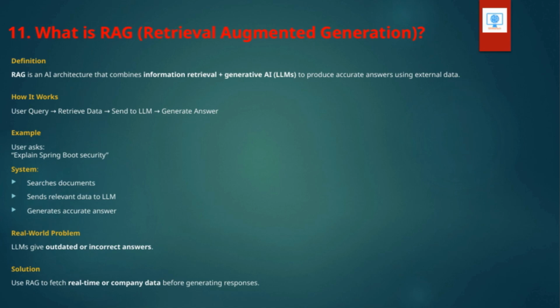One common challenge with large language models is that they can sometimes give outdated or incorrect answers because they don't always have access to real-time data. That's where RAG really shines. By fetching current or company-specific information before generating responses, it helps ensure the answers are both accurate and up-to-date. So, in essence, RAG enhances AI's ability to deliver reliable, context-aware information by intelligently combining retrieval and generation processes.